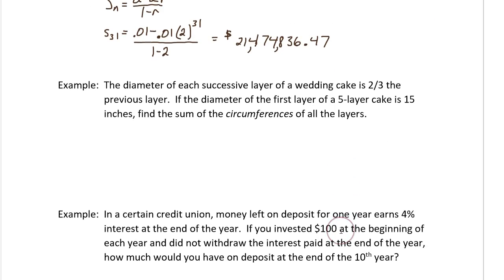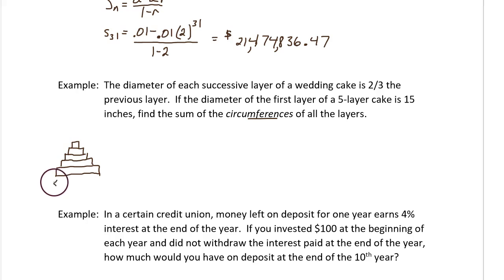Next example. The diameter of each successive layer of a wedding cake is 2/3 the previous layer. If the diameter of the first layer of a 5-layer cake is 15 inches, find the sum of the circumferences of all the layers. So let's make a quick sketch of the cake from the side. Here we have the first largest layer, and then we have the next layer. It is only 2/3 as long. Then we have the third layer, the fourth layer, and the 5th layer, the cake topper.